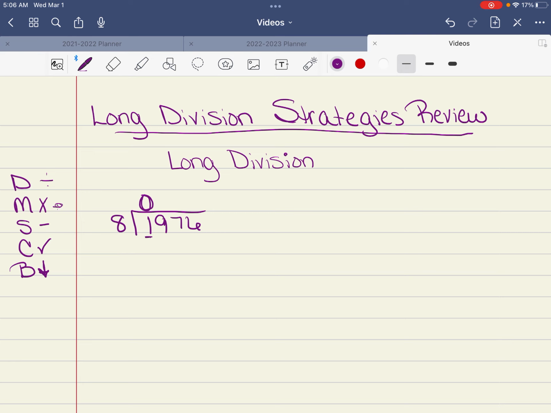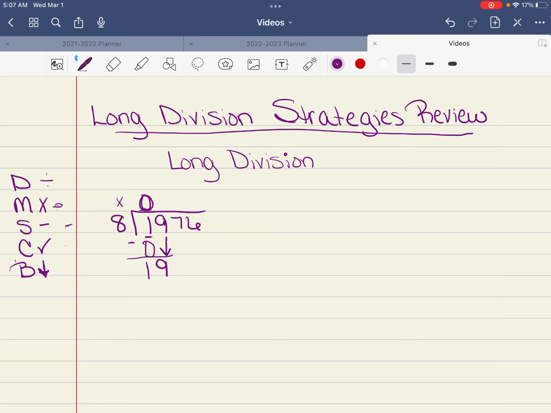Our next step right here is to multiply. So whatever number we put up here, which is our 0, 0 times 8 is 0. Our next step is to subtract. 1 minus 0 would be 1. Check. Is 1 less than 8? It is. We're still in good shape. Bring down our next number, and our next number is 9.